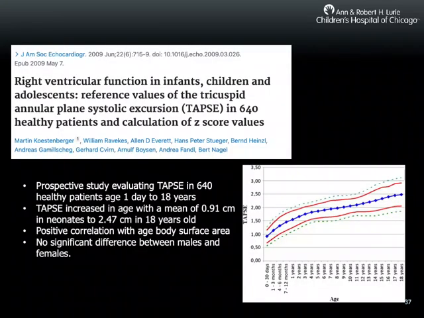In terms of normalizing and providing z-score values, this was the largest prospective study looking at TAPSE. They looked at 640 healthy patients from age day 1 to 18 years. They showed that TAPSE increased with age, with a mean of 0.91 centimeters in neonates to 2.47 in 18-year-olds. There was a positive correlation with age and body surface area, and there were no significant differences between male and female.